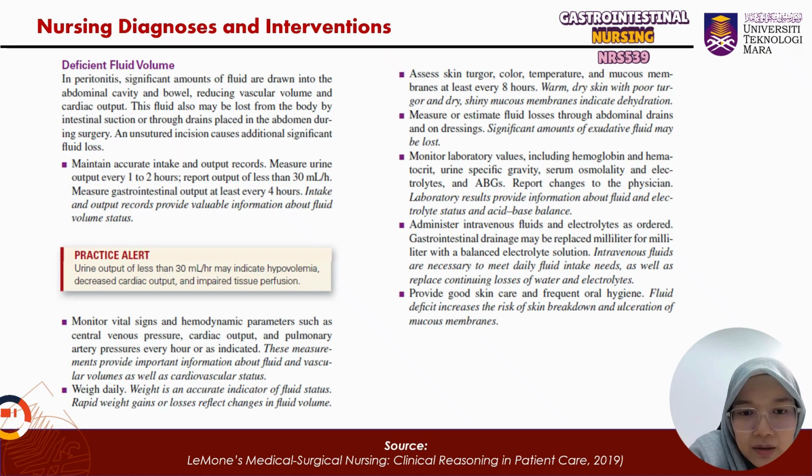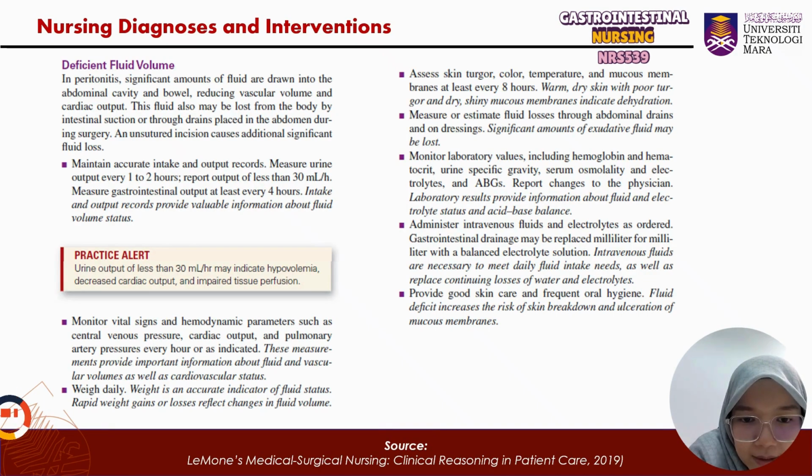The nurse should measure urine output every 1 to 2 hours and report output of less than 30 ml per hour, and also measure the gastrointestinal output at least every 4 hours. The intake and output records provide valuable information about the fluid volume status of the patient. The second intervention is to monitor the vital signs of the patient, especially the CVP, the cardiac output, and the pulmonary artery pressure every hour or as indicated.